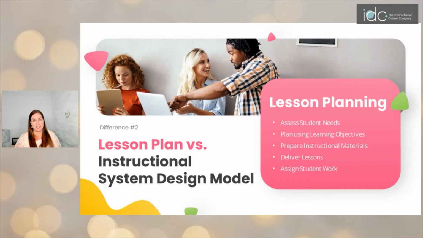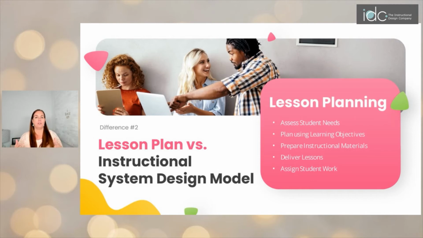Okay, all right. So as a teacher, you know that you do a lot of lesson planning, right? We have to assess our students' needs. We need to plan using learning objectives or state standards. We have to prepare instructional materials. Maybe we're creating quizzes, or worksheets, or small group discussions and interactions. We literally stand at the front of the room, back of the room, side of the room, middle of the room to deliver these lessons. And then we assign student work and we evaluate that work, right? Those are things that we do as a teacher.